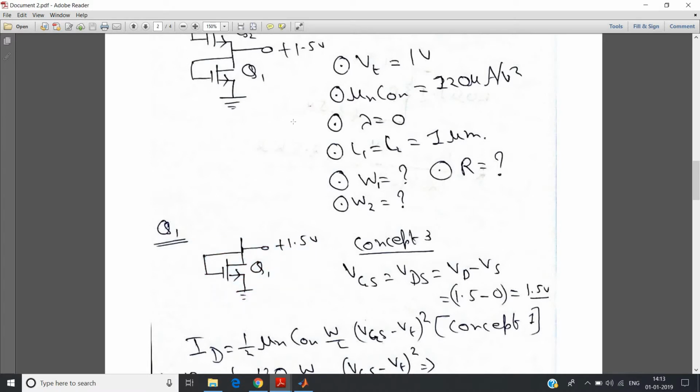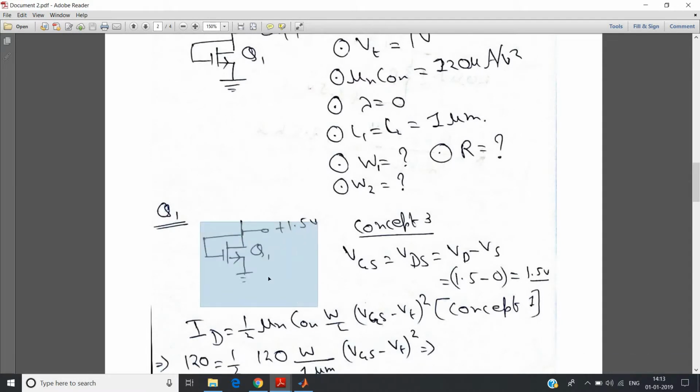So see, if you take only the Q1 part, you can redraw like this, where at the drain we are providing 1.5 volt positive potential, the source is grounded, and the gate is short circuited with the drain. So from concept 3, I told you how to calculate the gate to source potential VGS for the diode connection. That is VGS equal to VDS, that is nothing but VD minus VS. And here for the Q1 transistor, VD equal to plus 1.5 volt and VS equal to 0. Substitute that and you get VGS equal to 1.5 volt.